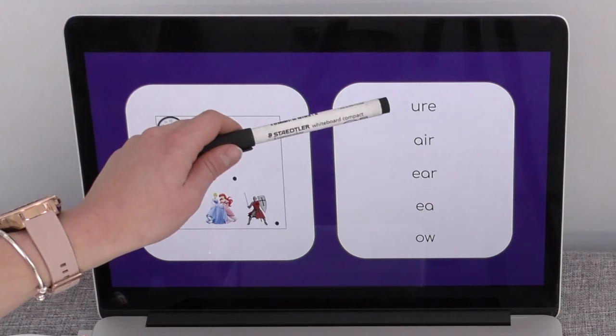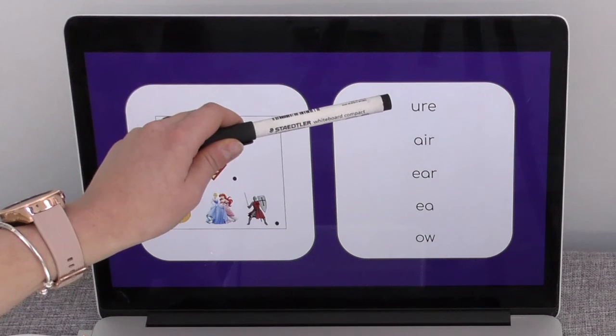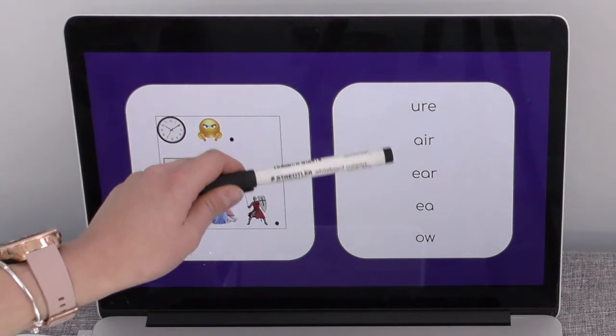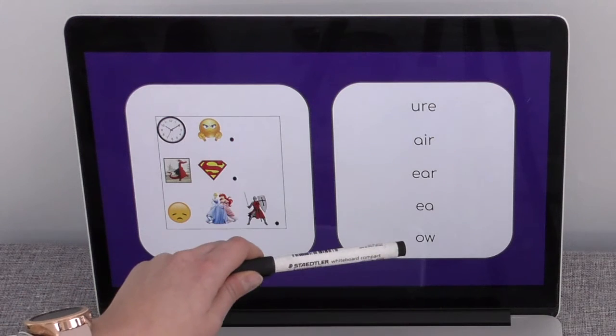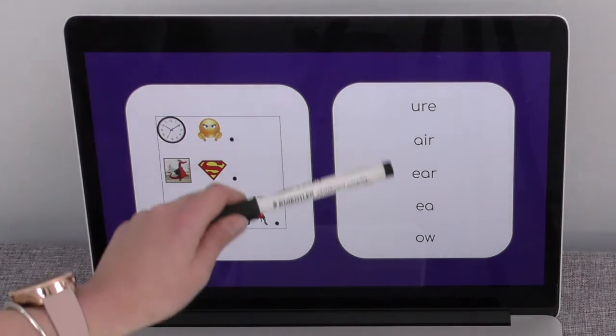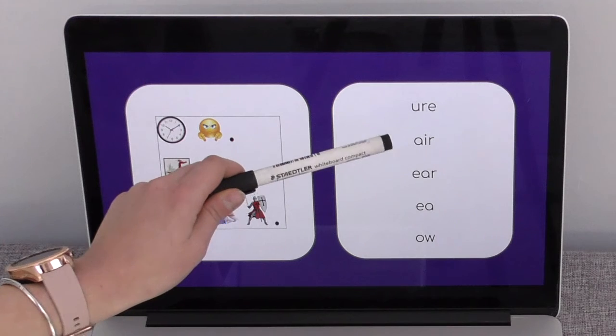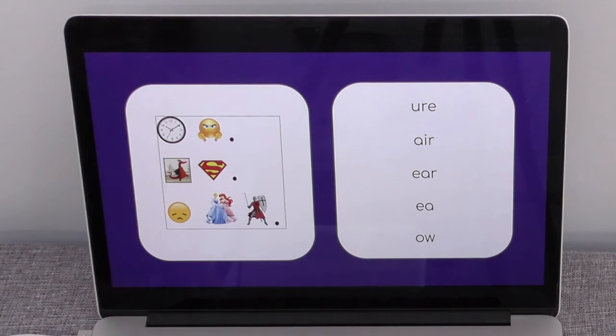We've got some sounds here as well. So we've got some trigraphs. We've got your, ear, and some digraphs, e, ow, and it can also make the sound o. Your, ear, e, ow, o.